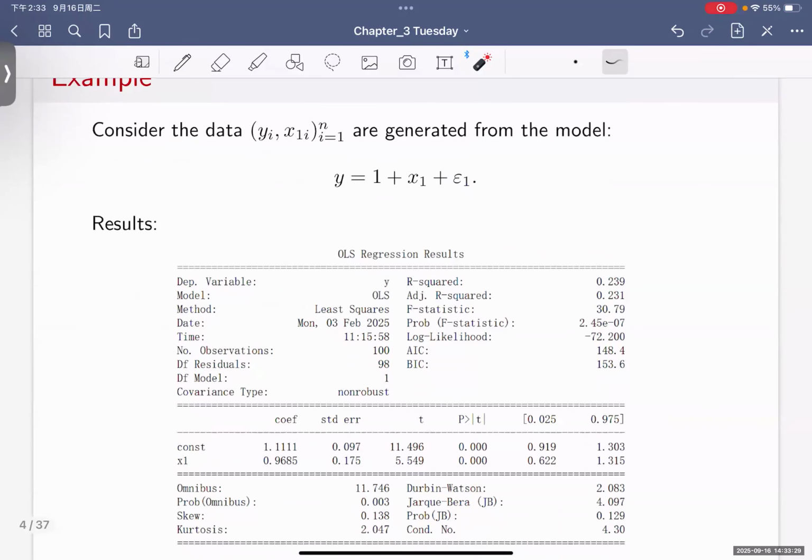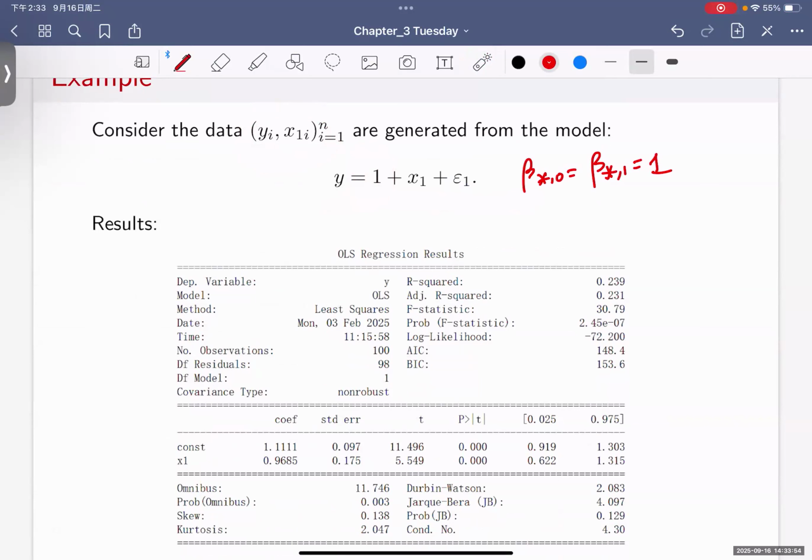The example is given here. This is the usual case, where we consider our y and x. It's one dimension with one feature, and this is my model, the true model. Here beta star 0 and beta star 1 are equal to 1.